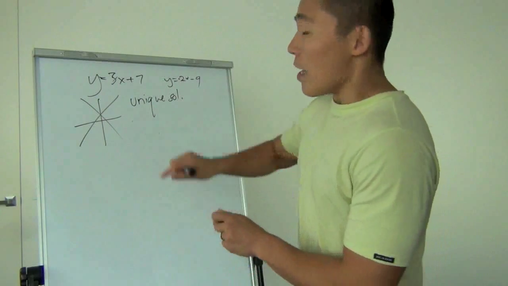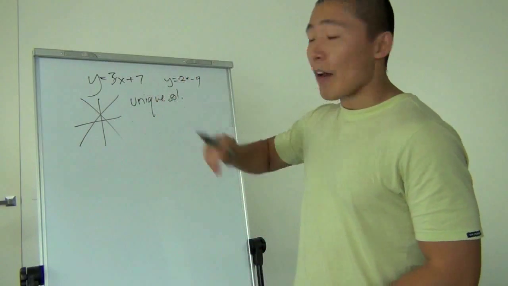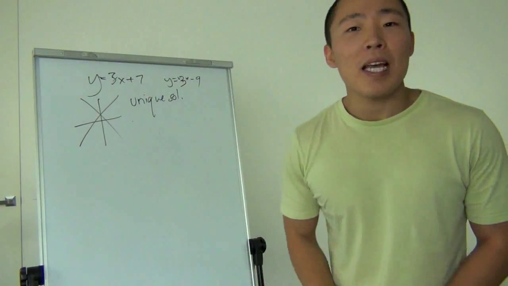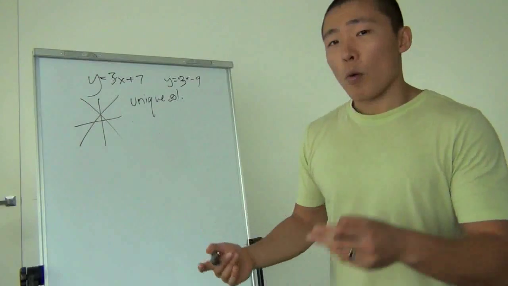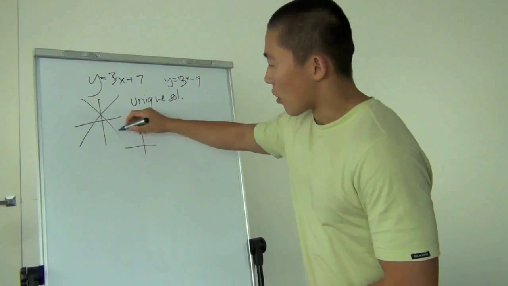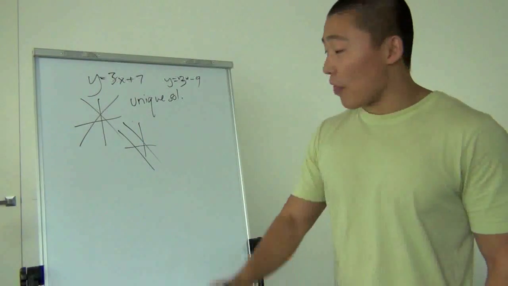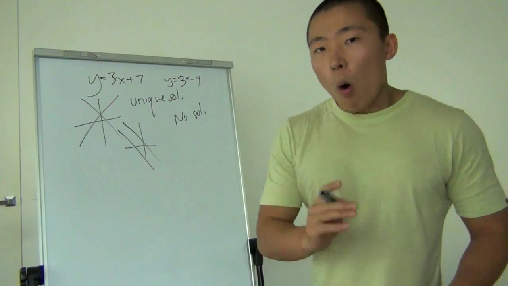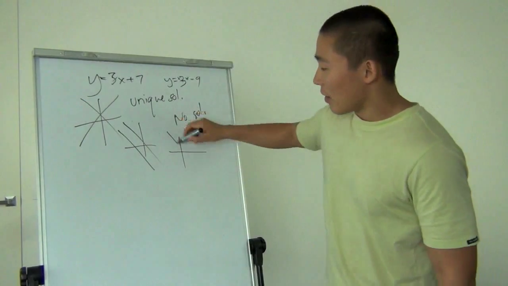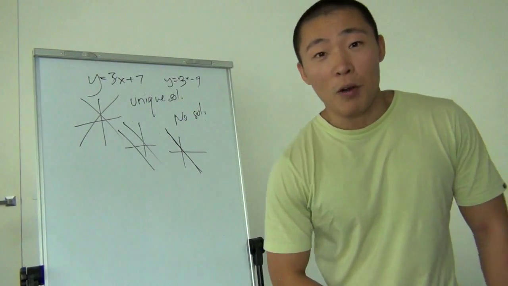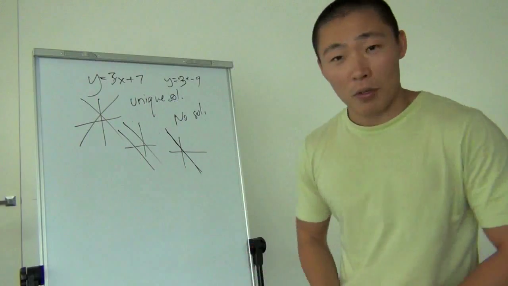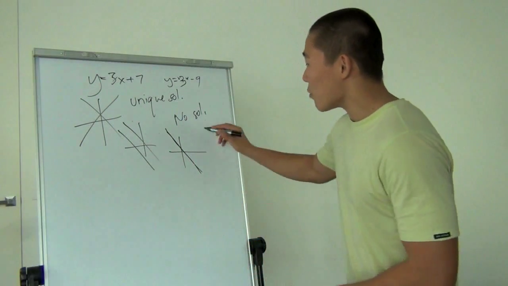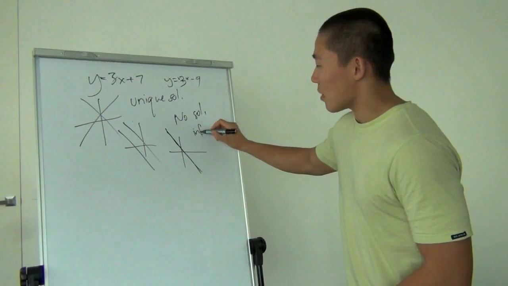Okay, case number 2. If they have the same gradient, let's say if that changed to positive 3, what happens then? Well, 2 things could happen. They could be absolutely parallel like this and therefore have no solutions, or they could be on top of each other. That's the case that we're all looking for. And how many solutions would that yield you? That would yield you an infinite number of solutions.